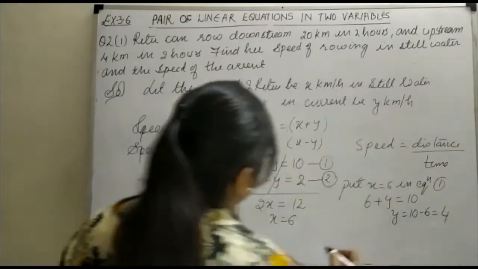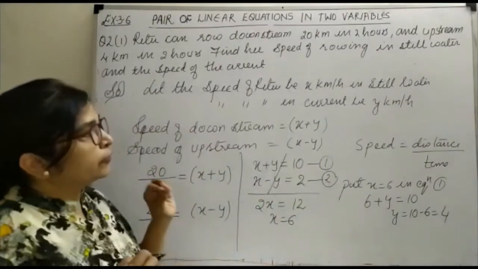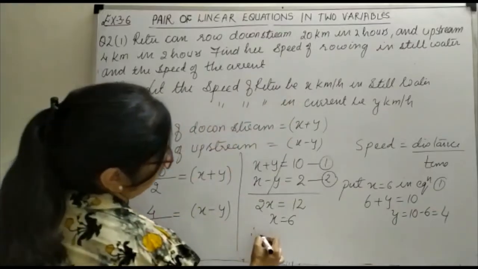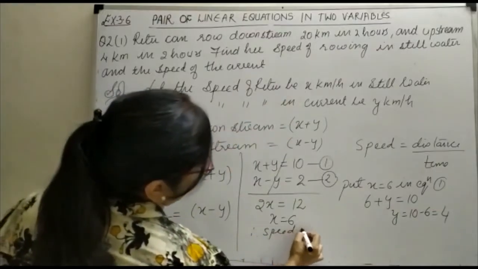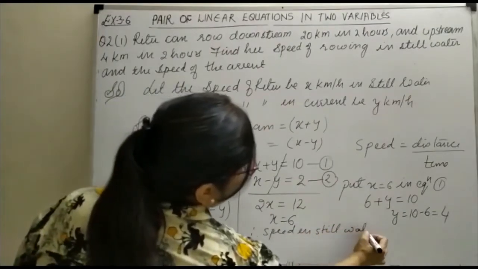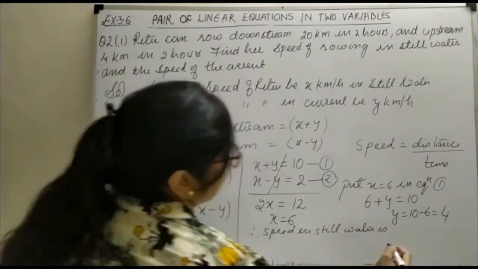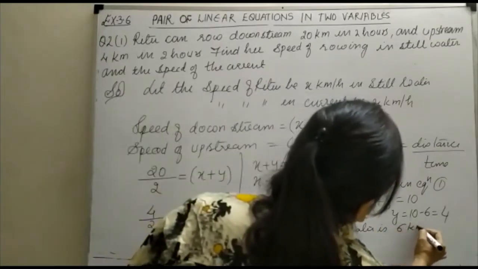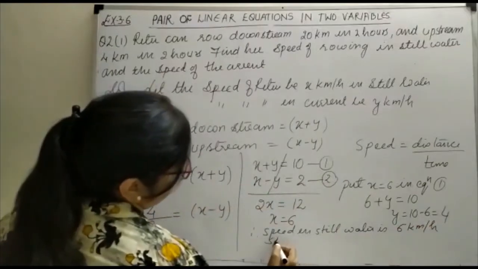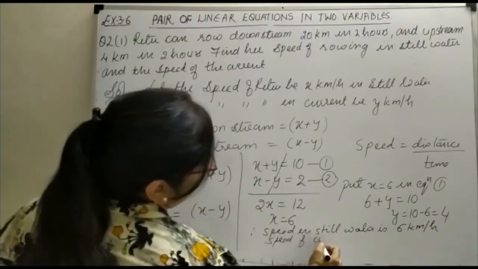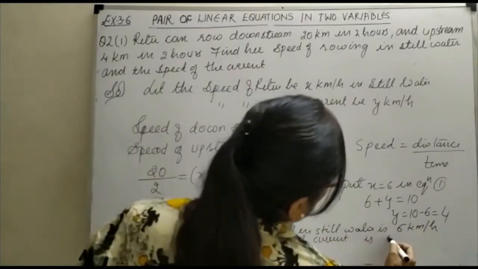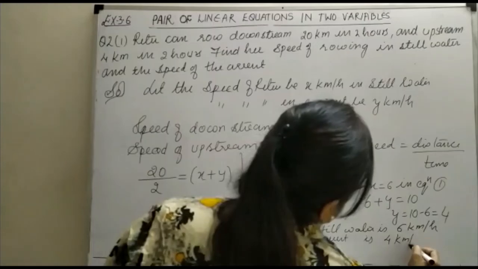and your y is equal to 10 minus 6, that is 4. So what is the speed of Ritu in still water? That is x kilometer. Therefore speed in still water is 6 kilometer per hour, and speed of current is 4 kilometer per hour.